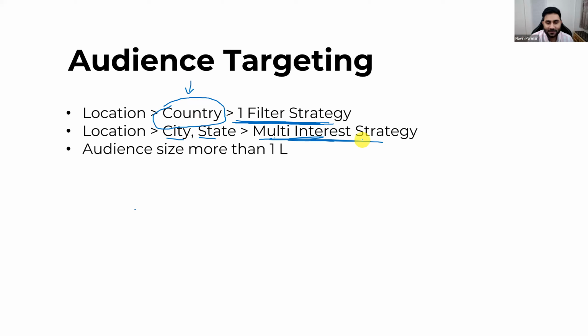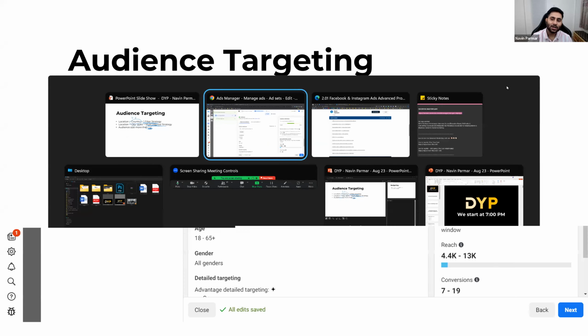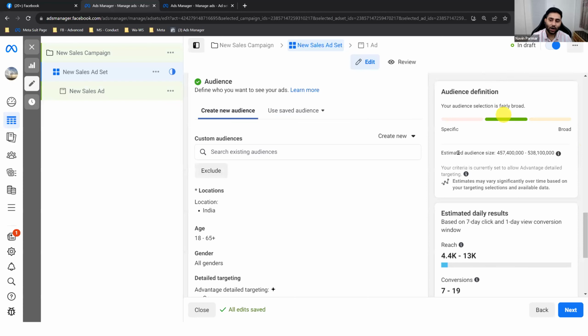What should be the priority, guys? We need to make sure, if you are targeting country level, your audience size will be more than 1 lakh, no doubt about that. But when you are going for the multi-interest strategy, try and make sure that your audience size is more than 1 lakh. Keep that in your mind. Okay. Use different combinations, different options to create your audience, which should be more than 1 lakh. How do I find my audience size, Navin? On the right side, you will be able to find the estimated audience size. Go through that. It should be more than 1 lakh.